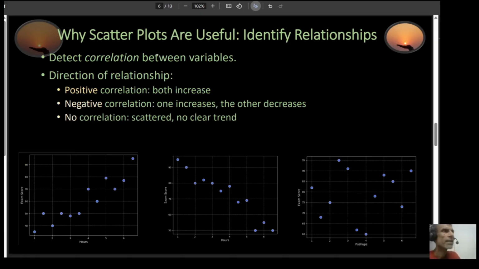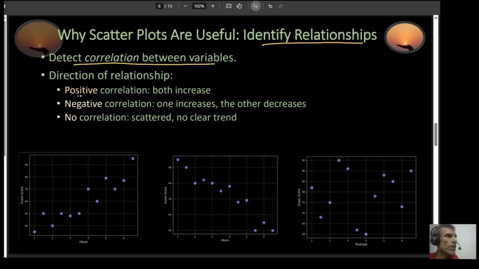Okay, so why exactly are scatter plots useful? Number one, they identify relationships. We just saw that a minute ago. They detect the correlation between two variables. What it means is that they tell you how strong the relationship is, and also the direction.